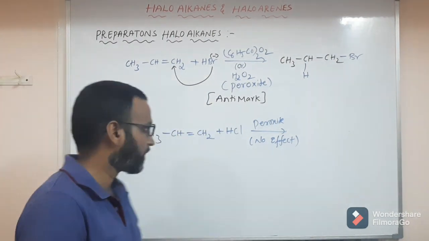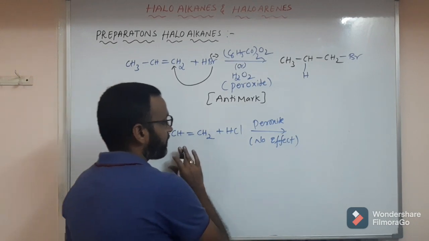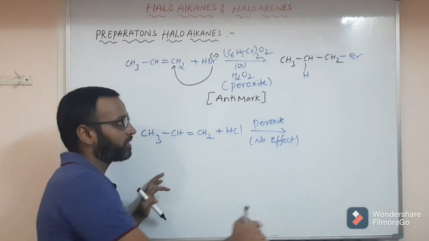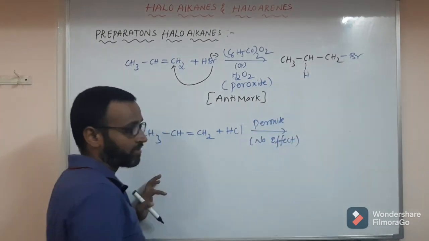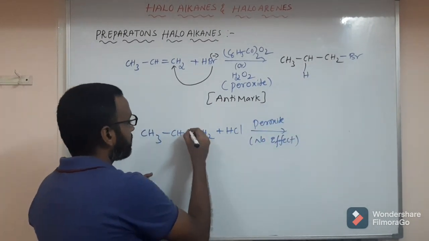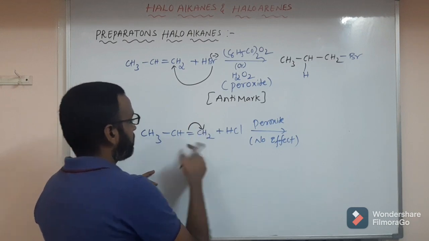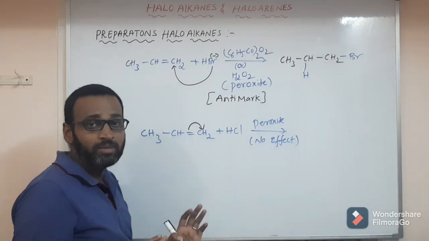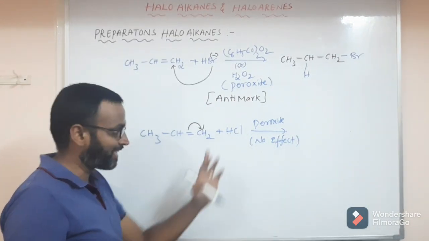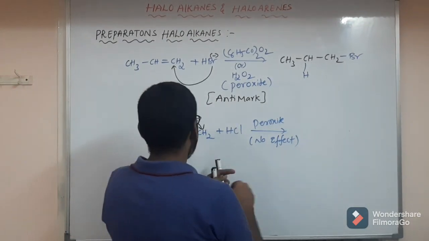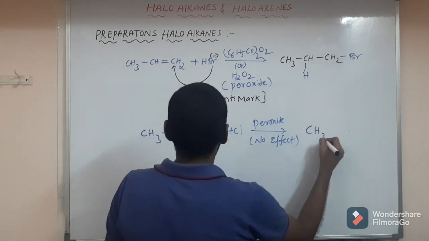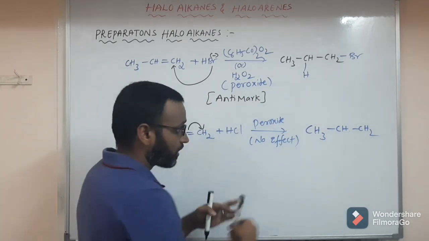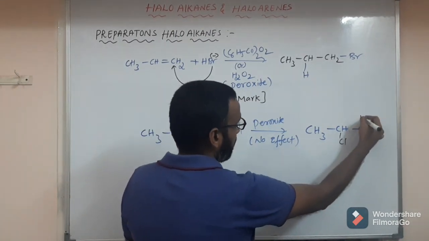So there is no Anti-Markovnikov rule here. The product won't be like this. Here the product will be in the same manner, with migration over here. So Cl minus will be here and H here. The product will be according to the Markovnikov rule only, even if you use peroxide. So the product here is CH3, CH, single bond CH2, with a chlorine here.